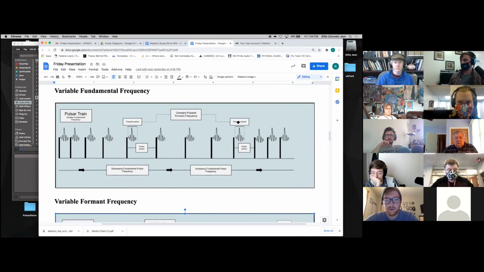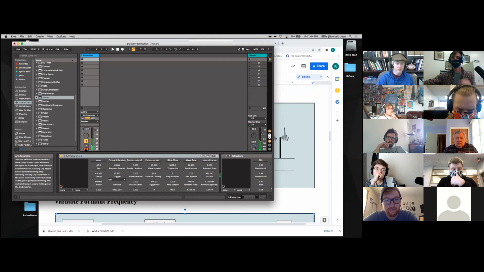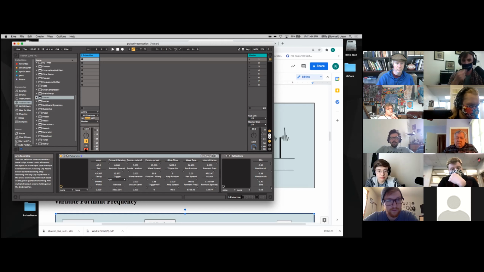The other option would be if we had a variable fundamental. So let me get some good formants. I guess I have to click into Ableton to do it. So as you can see, I think that one's the most intuitive. You're just changing the rate of impulses as they're emitted.